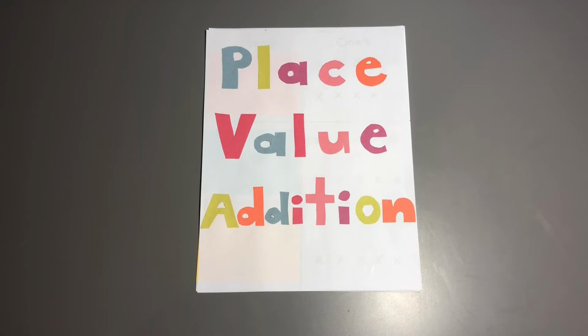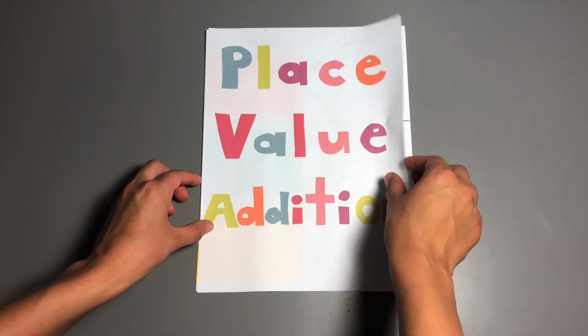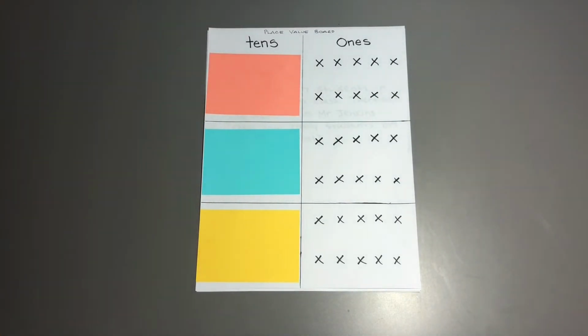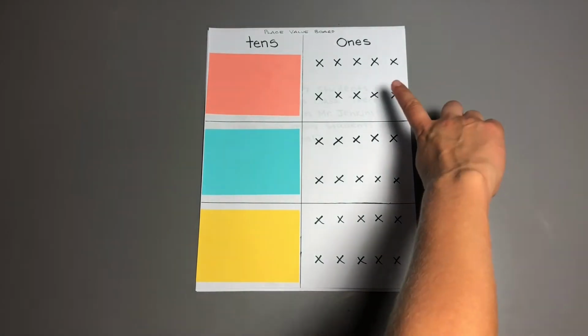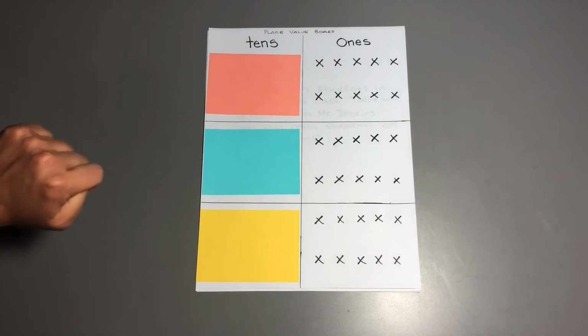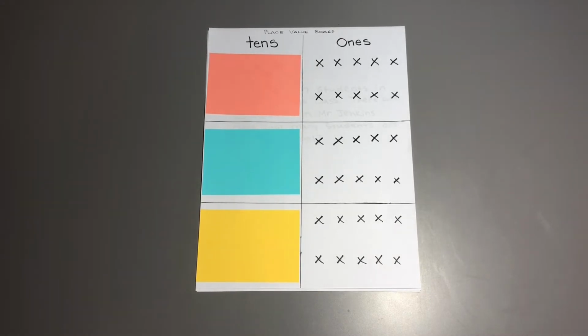To start, let's look at our place value board. Now you see that we have our ones column on the right and our tens column on the left. I've divided the board up into 6 squares, and I have also made 10 X's into each of the ones boxes and left the tens boxes open.